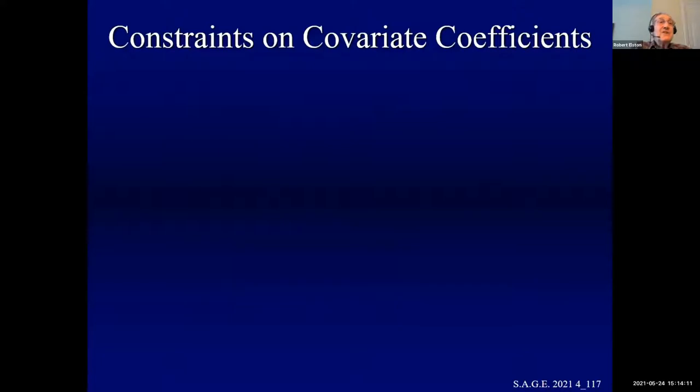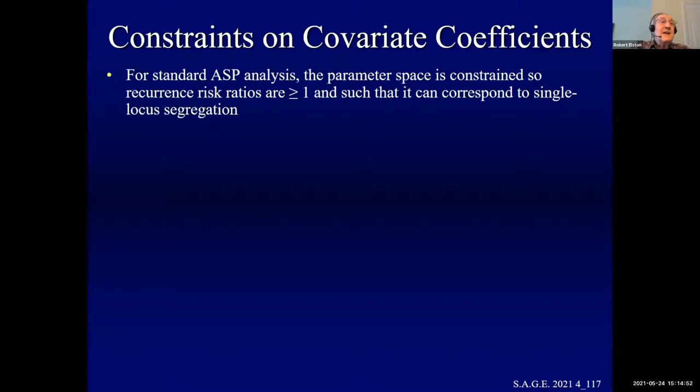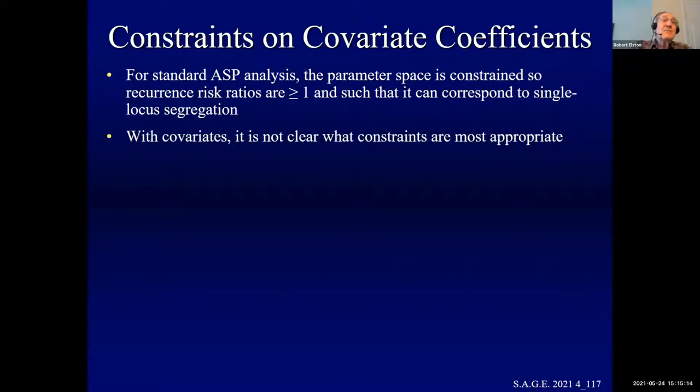So now we have to consider constraints on the covariate coefficients, because with that extra term in the logit, you're going to include the covariate of the individual plus a regression coefficient. And so that term can go all over the place, but you have to have some restriction. There are two restrictions that are allowed in this program, LOGPAL. For standard affected sib pair analysis, the parameter space is considered so that the recurrence risk ratios are greater than or equal to one, and such that they correspond to single locus segregation. That's quite simple. But now, once you put in a covariate, it's not clear what constraints are most appropriate.